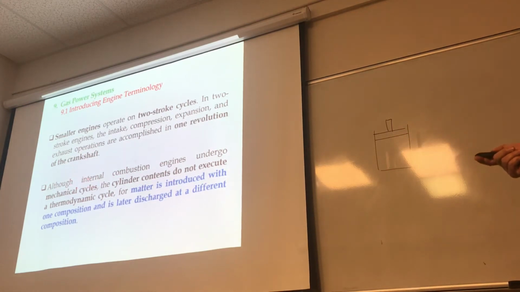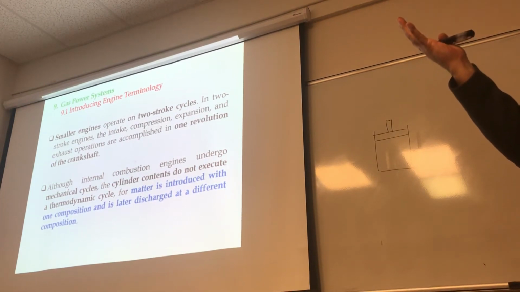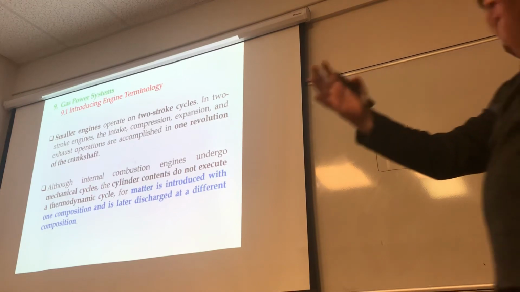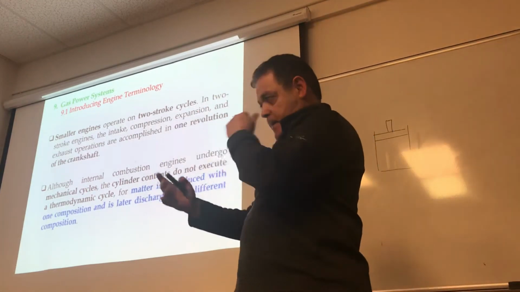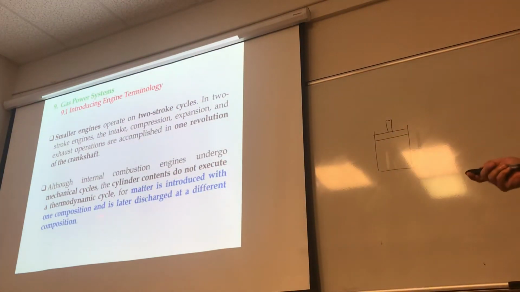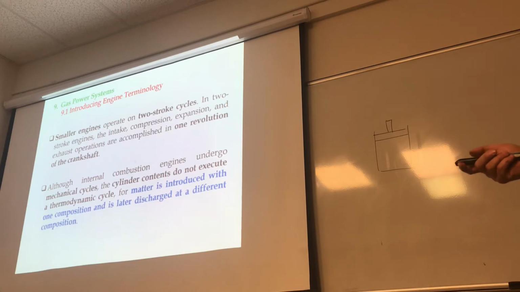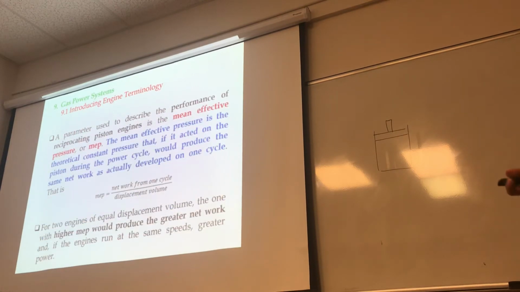So although internal combustion engines undergo mechanical cycles, the cylinder contents do not execute the thermodynamic cycle. This is the big catch about this whole thing, okay? It's a cycle, but the working fluid is really not cycled, because every cycle I'm getting a fresh charge from outside, okay? So how are you going to reconcile that? Matter is introduced with one composition, and it's later discharged with a different composition at the end. So how is this all done?